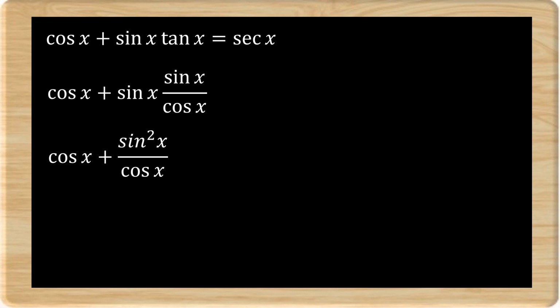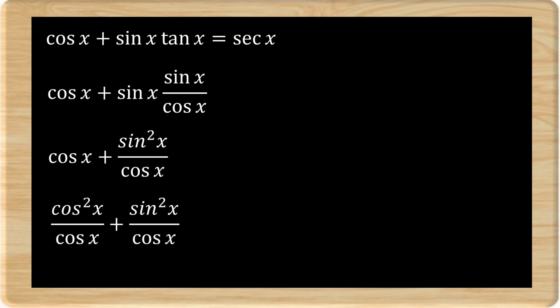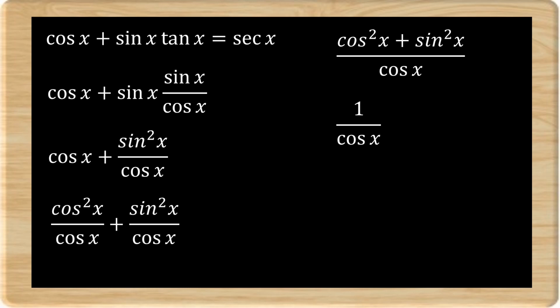Now I have fractions, so again, when you have fractions, I want to combine them into one fraction. Here the common denominator would be cosine x. If I do that, I have cosine squared x over cosine x plus sine squared x over cosine x. Once you have a common denominator, you add the numerators. So we have cosine squared x plus sine squared x, and that should look familiar. That trig identity is equal to 1 on the top there. So now I have 1 over cosine x, and 1 over cosine x is equal to secant x. So there we go.